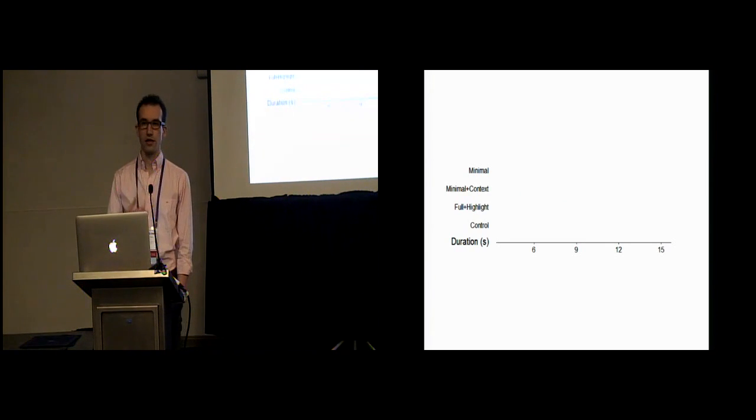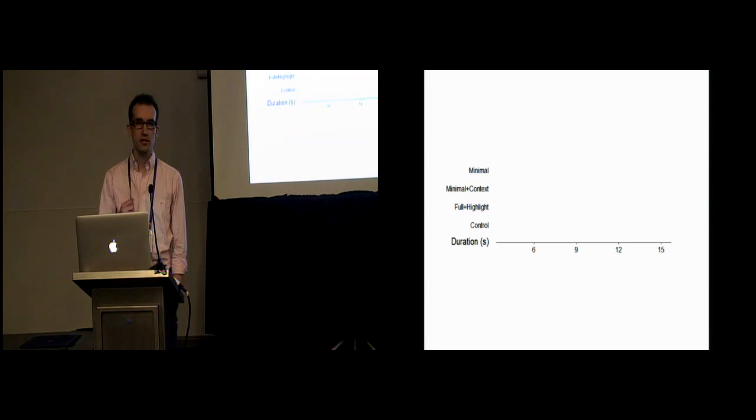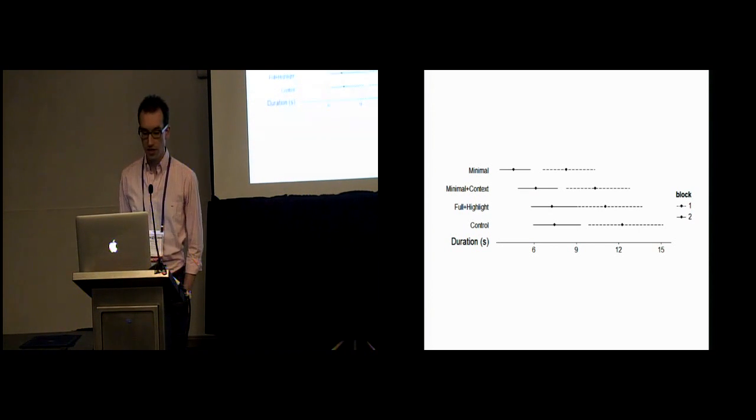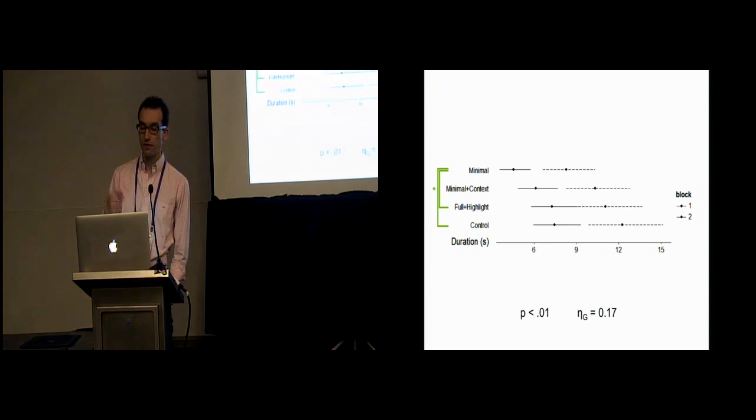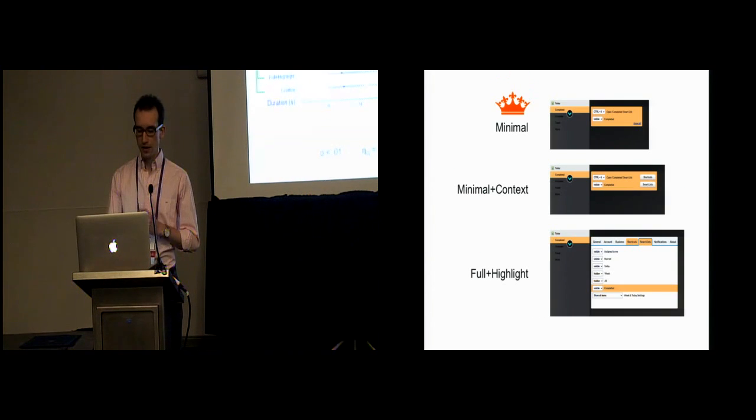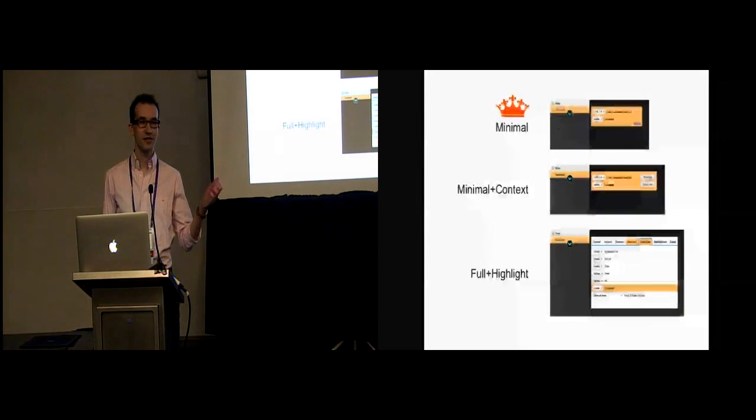We measured, among other things, the duration, the time it took participants to change a setting, and I will show on this graph 95% confidence intervals. So here's what we found. As you can see, the minimal variant was significantly faster than the full plus highlight variant and the control condition. However, there were no other significant differences. So here, minimal is the clear winner.